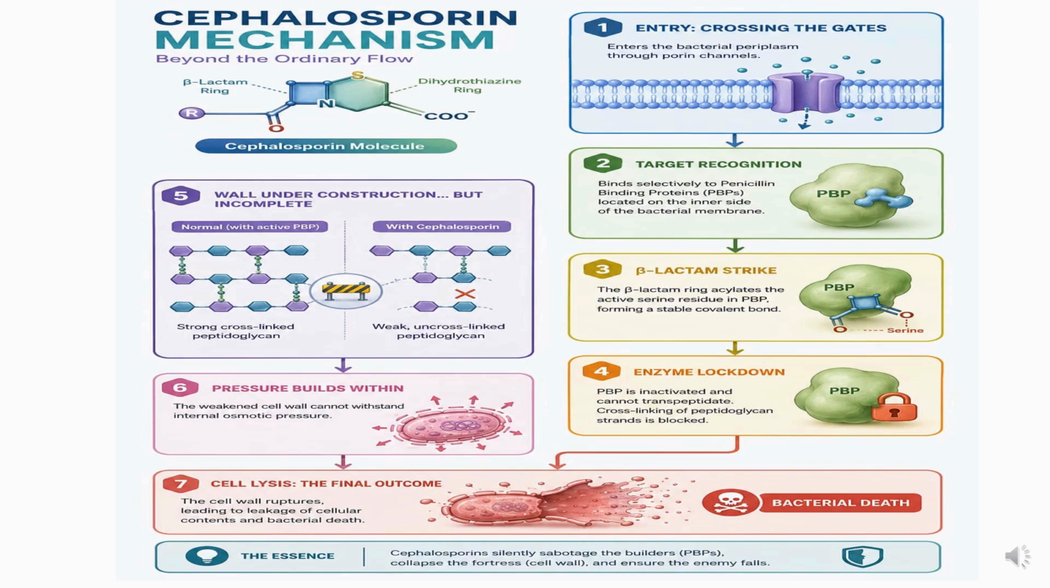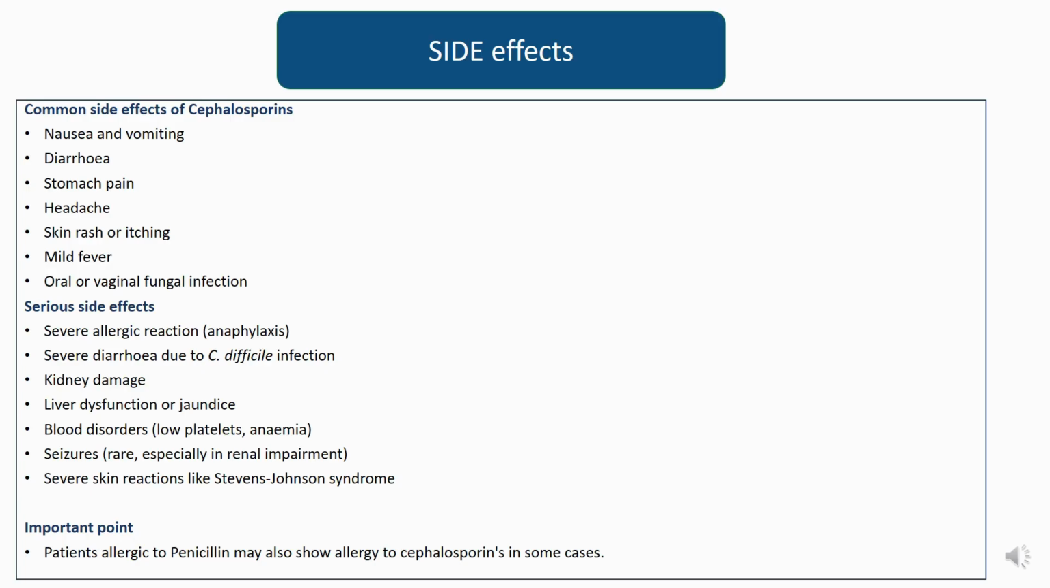Without cross-linking, the peptidoglycan layer remains weak. The compromised cell wall cannot withstand the bacteria's internal osmotic pressure. Thus, the cell wall ruptures, causing cellular contents to leak out, resulting in bacterial death.